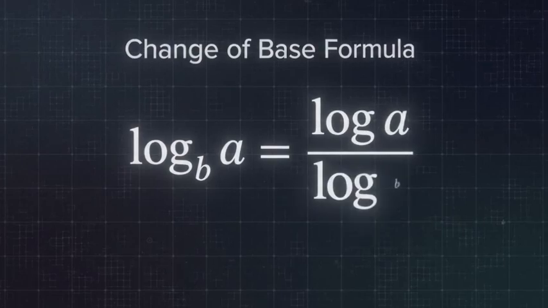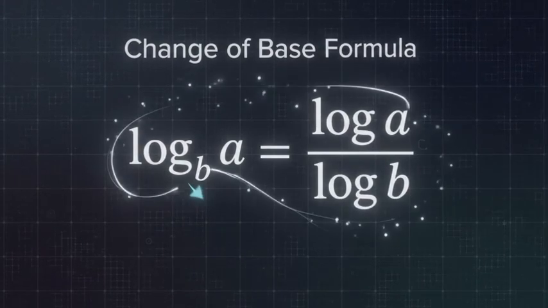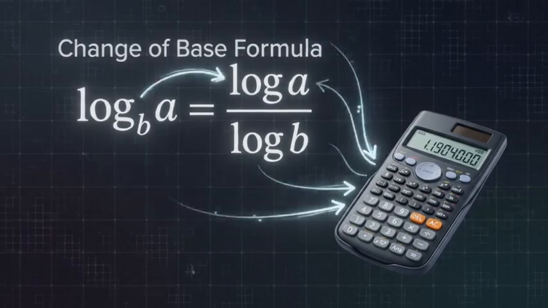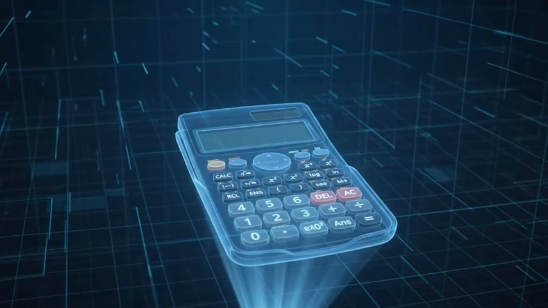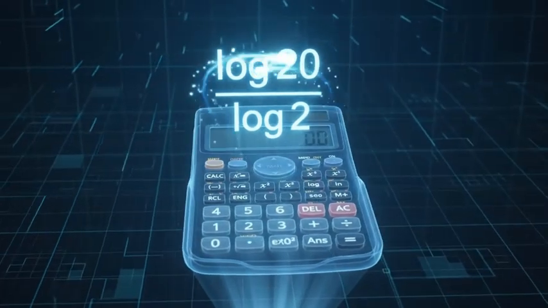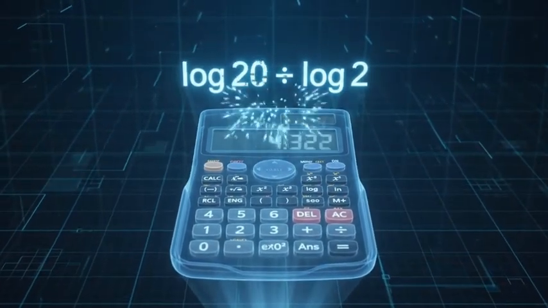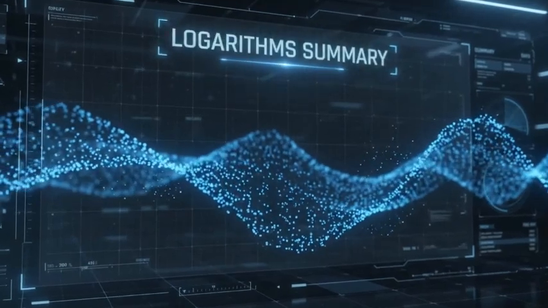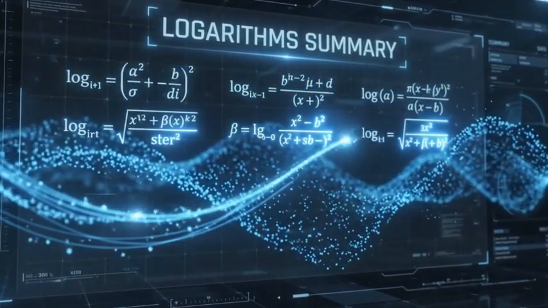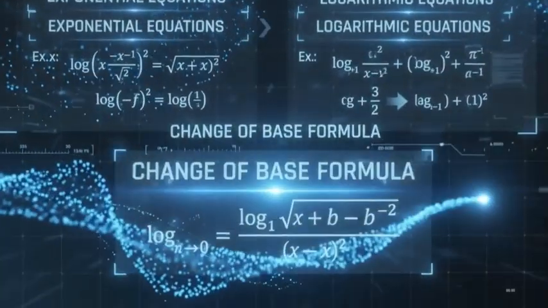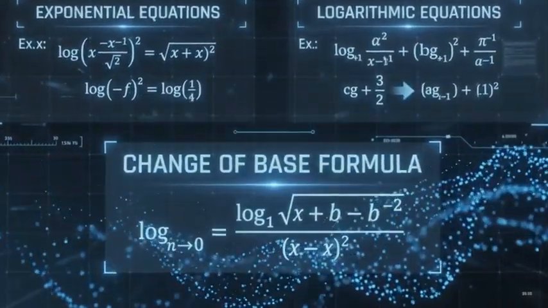Sometimes your calculator doesn't support a particular logarithm base. In that case, use the change of base formula. For example, log base 2 of 20 equals the common logarithm of 20 divided by the common logarithm of 2, giving approximately 4.32322. You've now learned the laws of logarithms, how to solve exponential and logarithmic equations, and how to use the change of base formula with confidence.